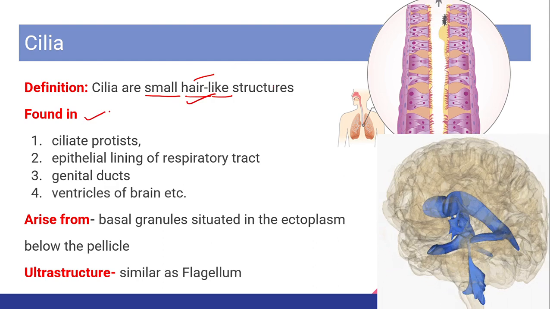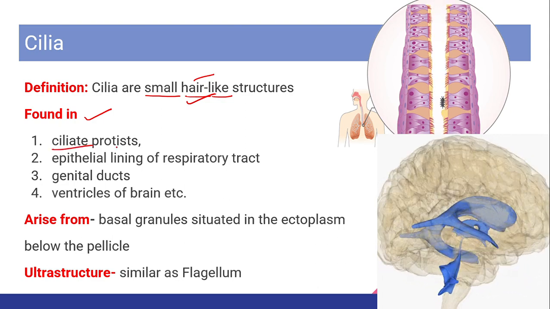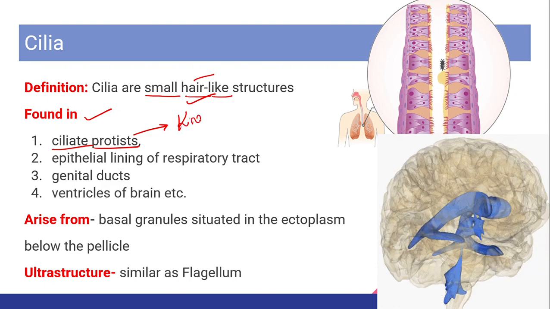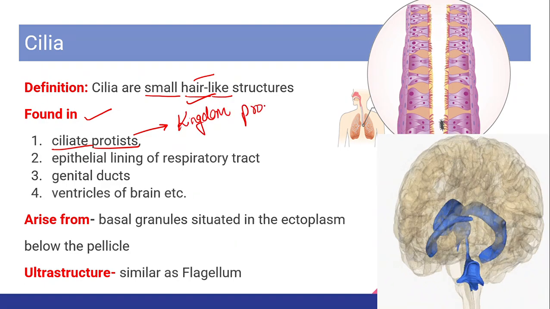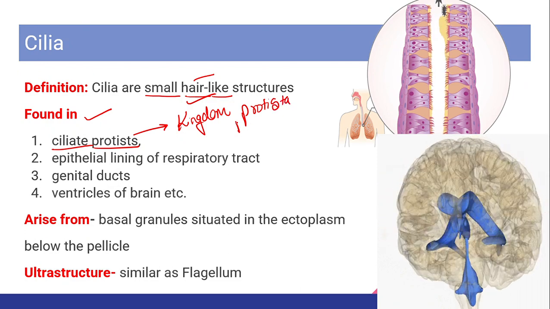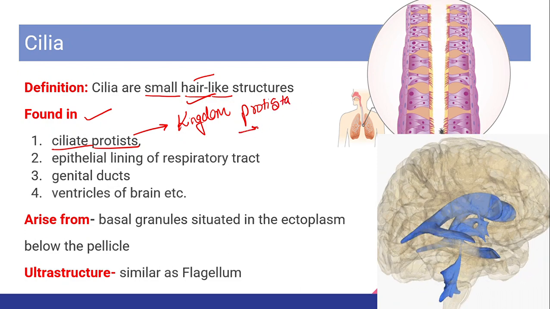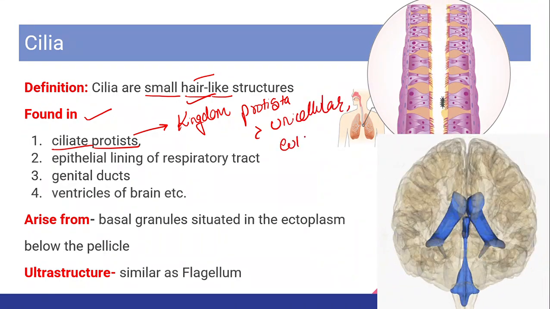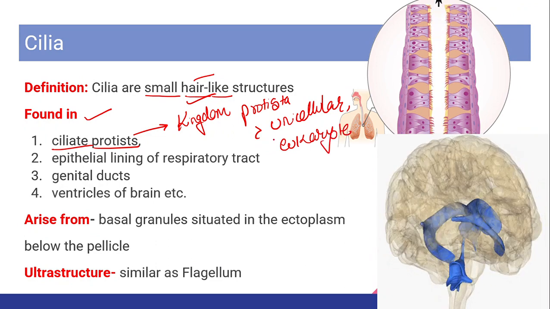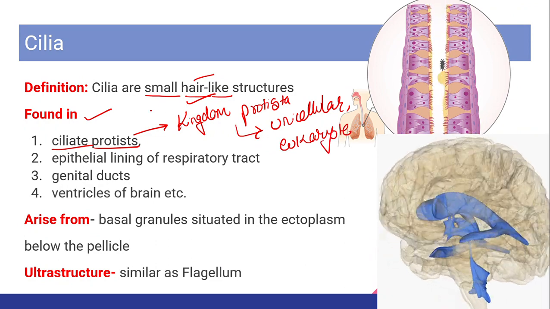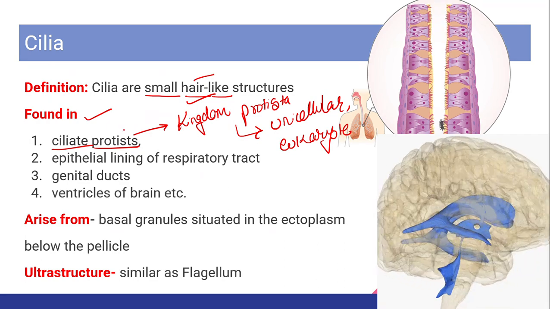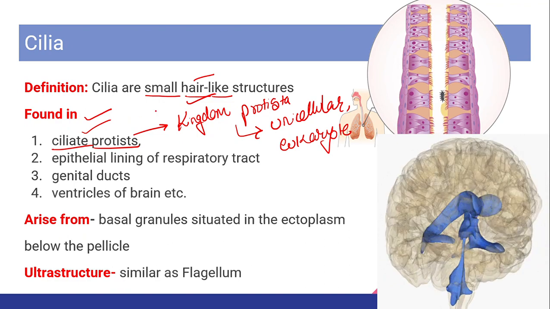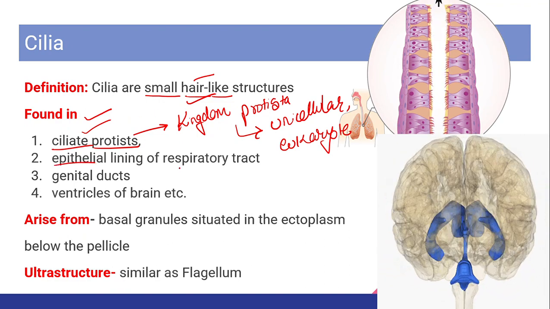Where will you find cilia? Cilia are found in ciliated protists. When I say protist, which kingdom? I am talking about kingdom Protista. In kingdom Protista, which organisms am I going to put? That is unicellular eukaryote or prokaryote? Eukaryote. Unicellular eukaryote. So the organisms under Protista, if they have cilia, we call them ciliated protists. Then we have the epithelial lining of the respiratory tract.